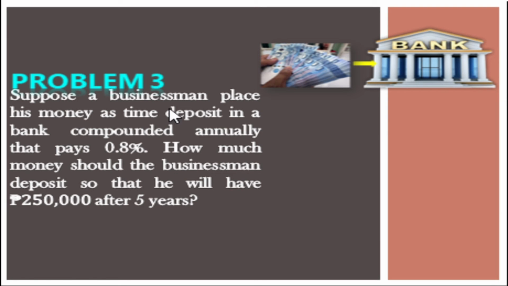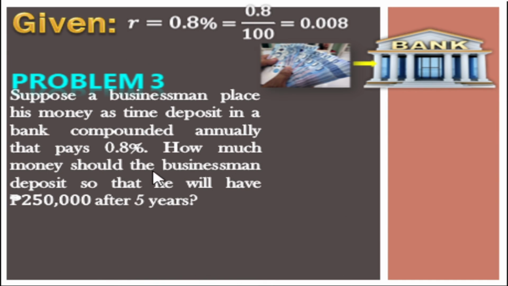So in this problem, we are given that the rate of interest is 0.8%. But we need to rewrite this one in decimal form, so we will just simply divide it by 100, or move twice to your left, or 2 decimal places to your left, so that the answer is 0.008 or 8 thousandths. Also, we are given the future value or maturity value that the businessman will have.